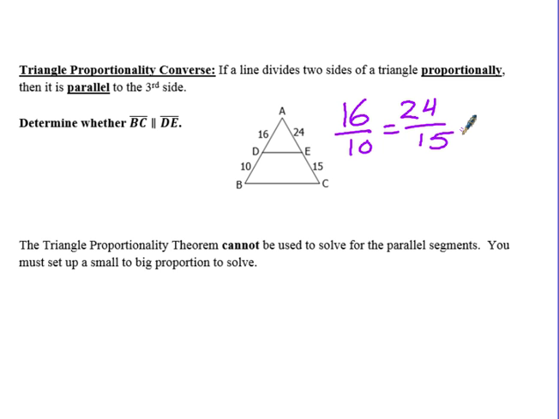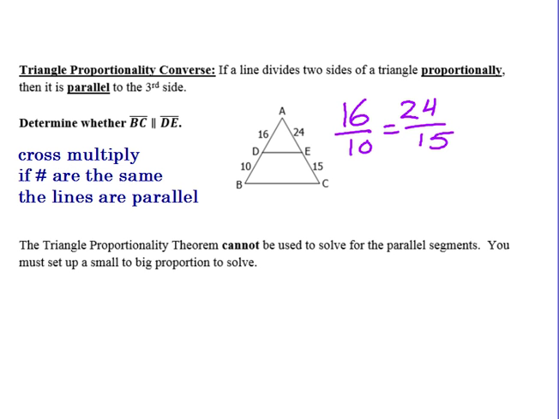There's a couple of different ways to see if these are the same. You can simplify the fractions and check, are they the same fraction? Or a method that I kind of like is to do this. If you cross multiply the numbers, if you get the same numbers, then that tells you the lines are parallel. So if I cross multiply here, 10 times 24 is 240, and 16 times 15 is also 240. Because those two numbers are the same, I can say that yes, these lines are indeed parallel.